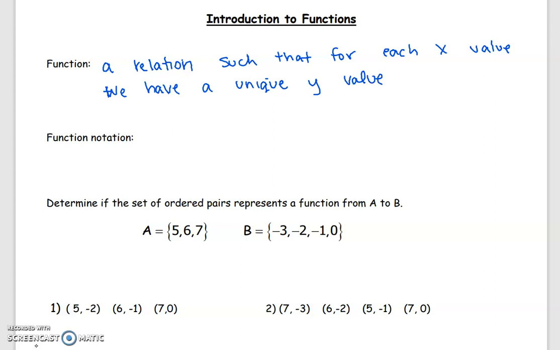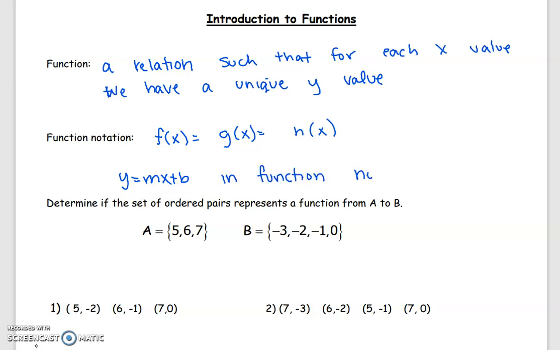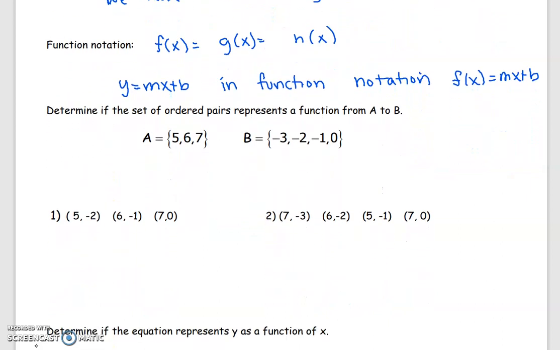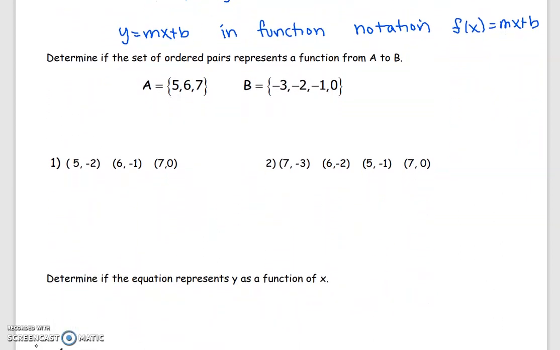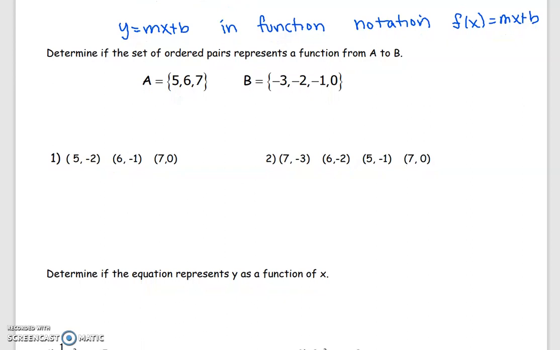Function notation we've seen before in Algebra 2, like f of x, maybe g of x, or h of x, where y equals mx plus b in function notation would be f of x equals mx plus b. So it's kind of replacing our y, or our output for every x input.